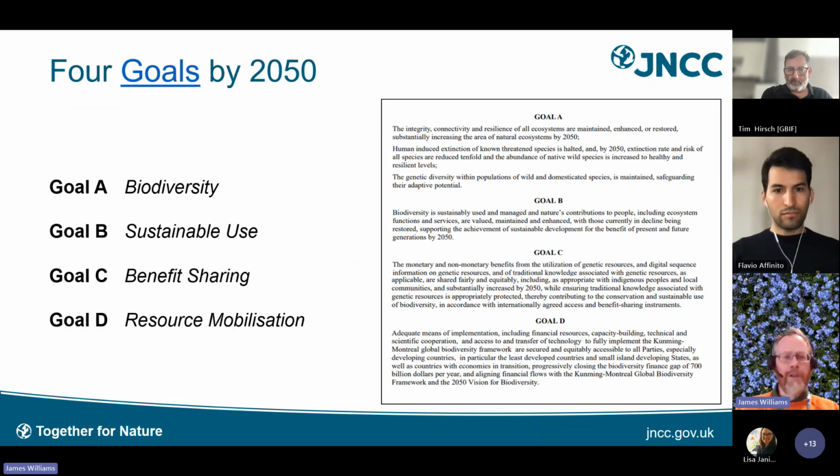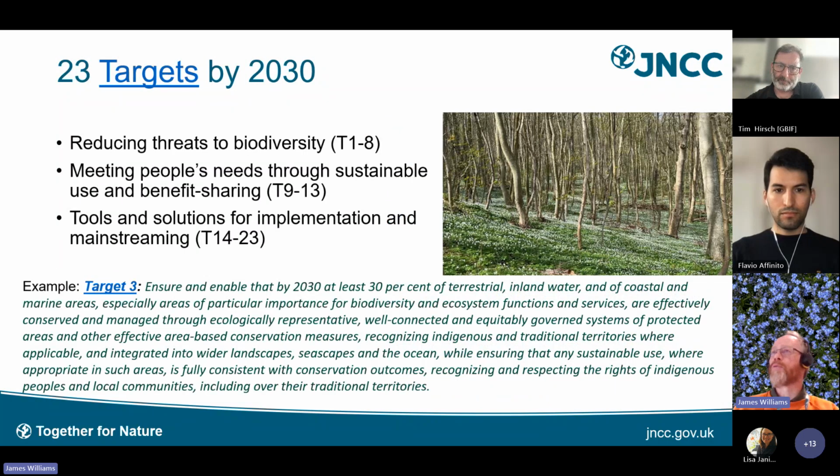So a quick reminder to start off with that the Kunming-Montreal Global Biodiversity Framework covers an enormous amount of ground. It has 4 goals that are to be achieved by 2050, and I don't intend to go through the detail of those. That's another webinar in its own right, to go through the detail of the individual goals or indeed the individual targets. And there are 23 targets to be achieved by 2030, broken into 3 general groups about reducing the threats to biodiversity, meeting people's needs through sustainable use and benefit sharing, and through tools and solutions for implementation and mainstreaming.